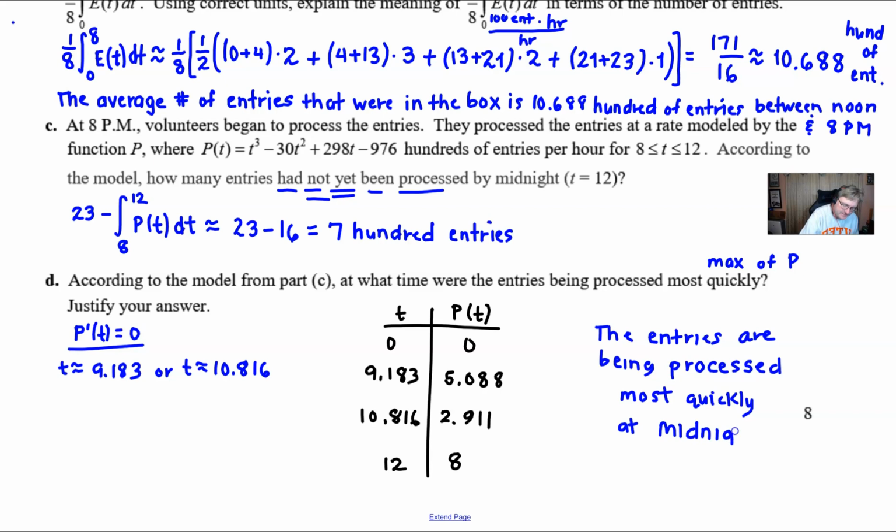Yes, so important. Now, again, if the question asked at what rate were the entries being processed most rapidly, then you would say 800 entries per hour. And so that would take care of the problem. That would give you full credit. Typically, this is worth 3 points, and that would be a perfect solution.